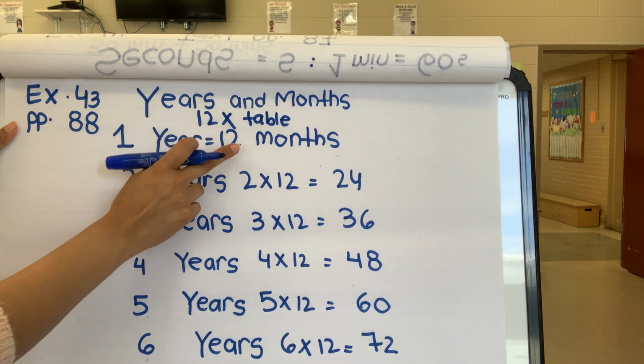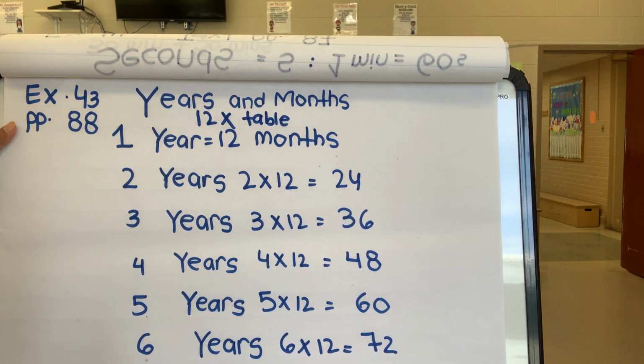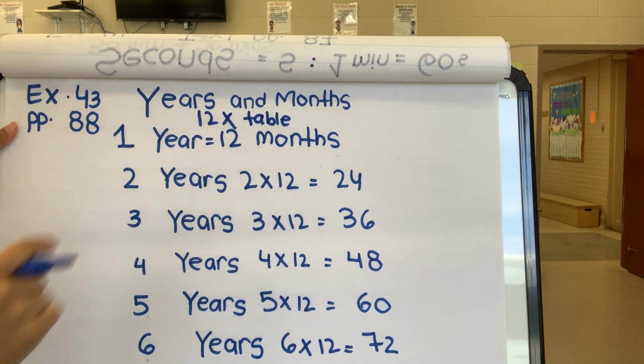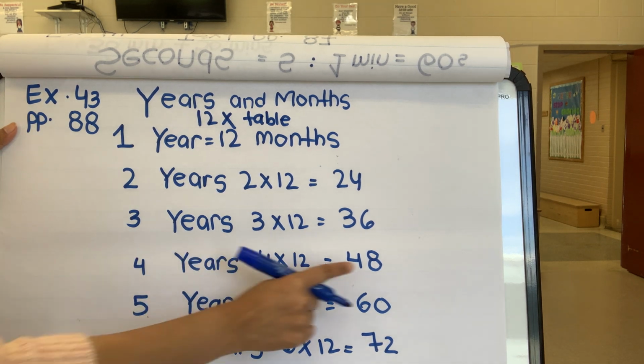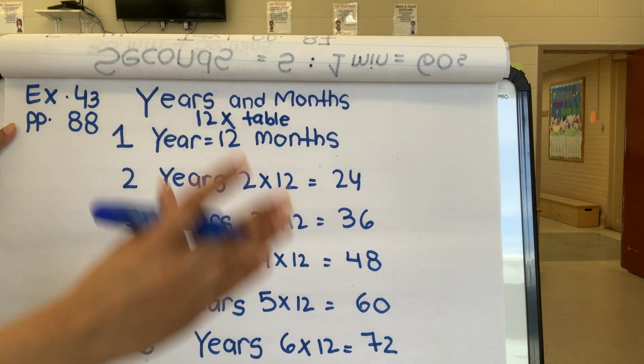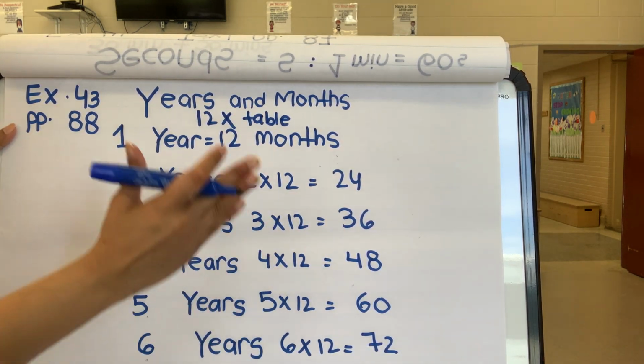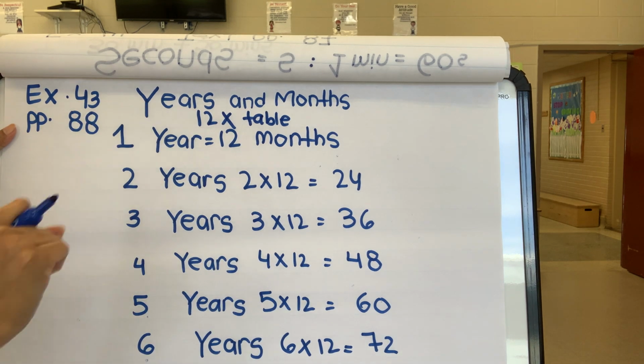Because 12 times 1 gives us 12, 12 times 2 gives us 24, 12 times 3 gives us 36, 4 gives us 48, 5 gives us 60, and so on. So if you know your 12 times table, this will be much easier. So start practicing your 12 times table.